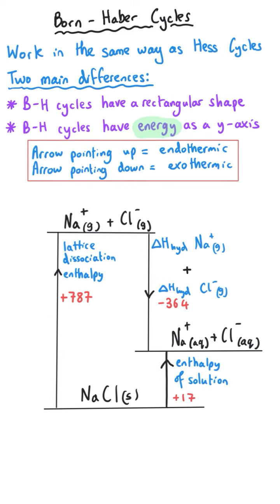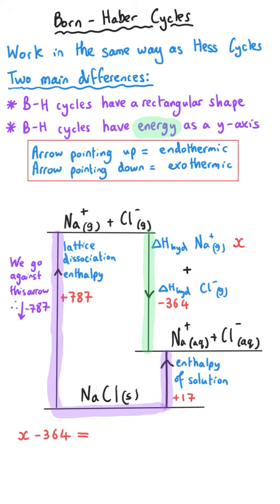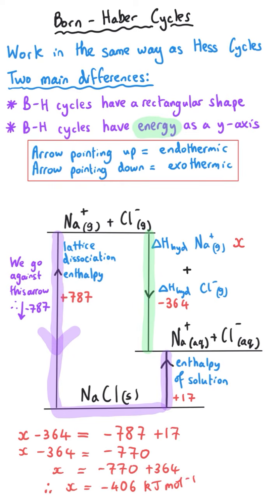And the most tricky example might be if they gave you the enthalpy of solution, they gave you the lattice dissociation enthalpy, and they gave you one of the hydration enthalpies, and you had to treat this hydration enthalpy arrow as being equal to the enthalpy of hydration of sodium, which, say, we didn't know, plus the enthalpy of hydration of chloride, which we did know as −364. And so we'd have this arrow being +17, this arrow being +787, and this arrow being x plus −364, which we could then rearrange and solve for, obviously getting us the answer that we know it should be of −406.